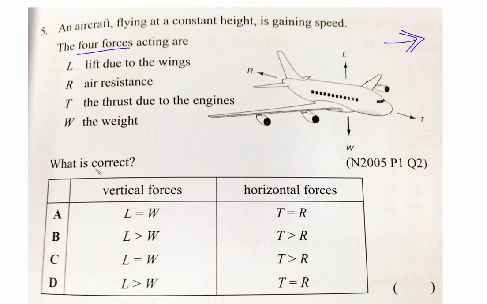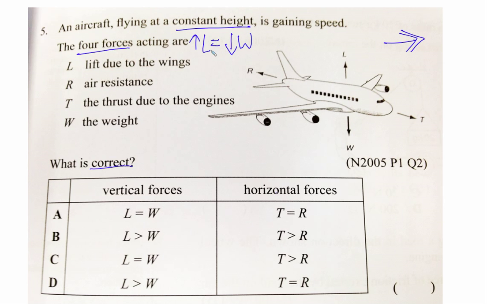The question asks which is correct. You notice there's this keyword called constant height. Under Newton's first law, we say that if things do not move or stay at the same height, we can say that the vertical forces are equal to each other. If you see constant height, it means the upward force will be equal to your downward force.